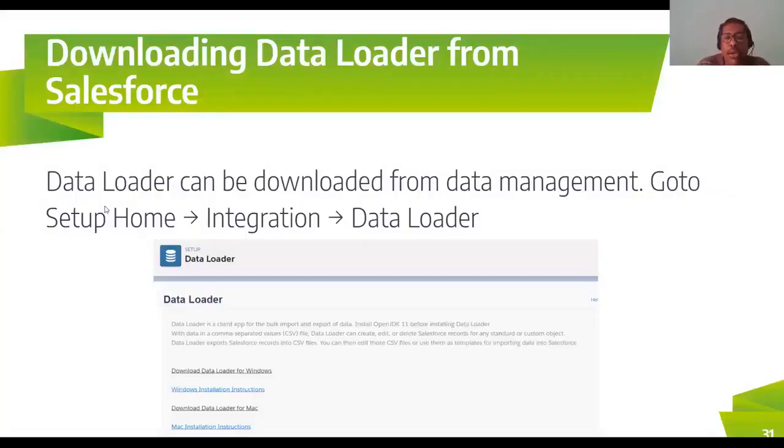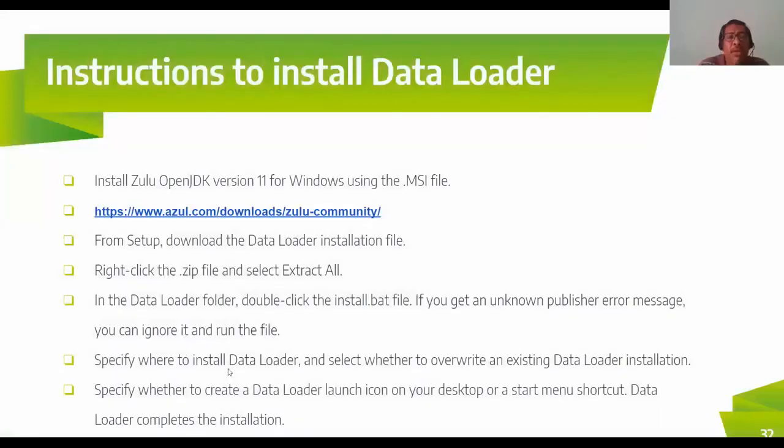So now, how do you download the Data Loader from Salesforce? You have to download it from Data Management. For which, you have to go to Home, and under the Quick Find box you type Data Loader. The Data Loader page link will be there. You click on it and it will take you to this page. From this page, you click on Download Data Loader for Windows. When you click on this, a zip file will be downloaded. After that, you store it in a particular folder and then you extract it, right?